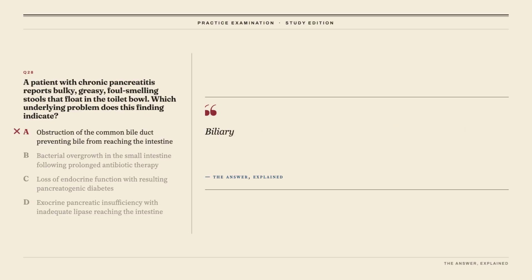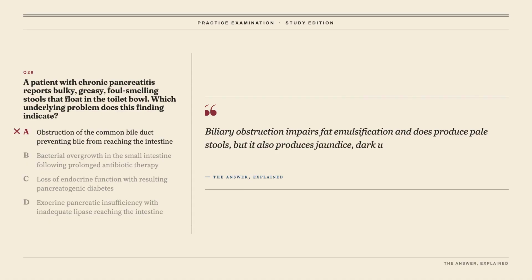A is wrong because biliary obstruction impairs fat emulsification and does produce pale stools, but it also produces jaundice, dark urine, and a rise in bilirubin. None of that is described here.